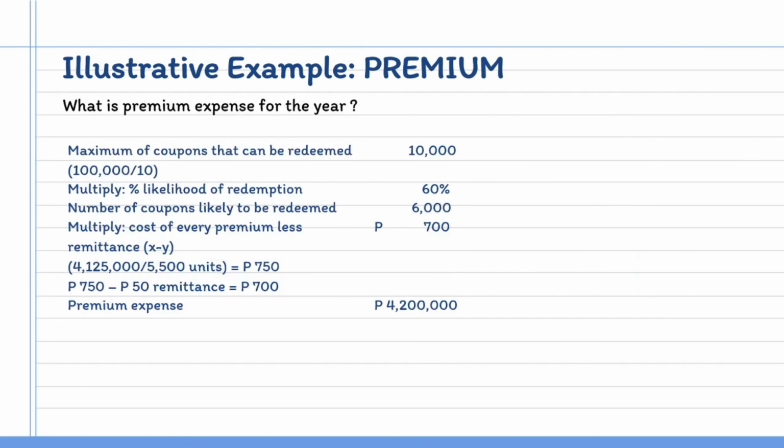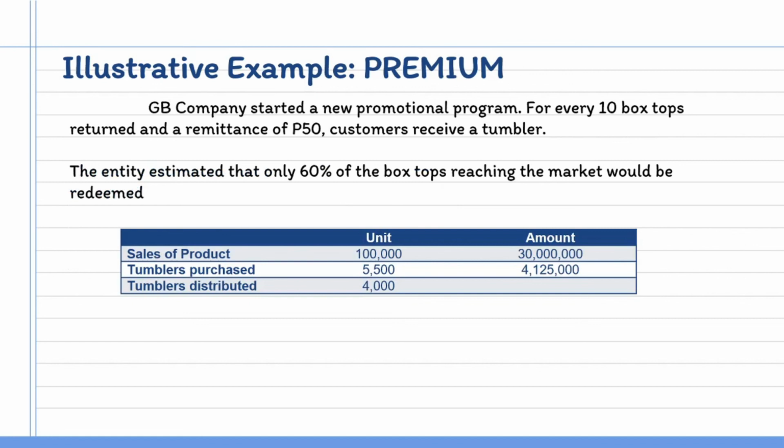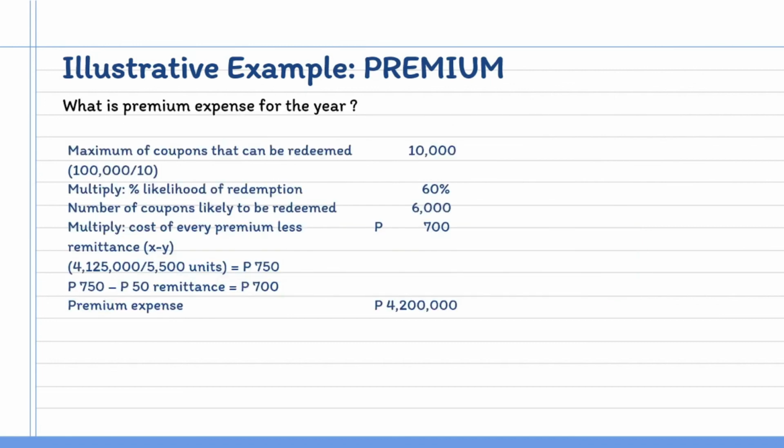Para makompute natin yung premium expense for the year, kukunin natin yung maximum coupons na pwedeng ma-redeem. Yung 100,000 na units kanina sa sales, i-divide yun sa 10 backstops na requirement ng entity, which is equals to 10,000. Then, i-multiply natin siya sa 60% estimated redemption percentage. So, may 6,000 na coupons likely to be redeemed.